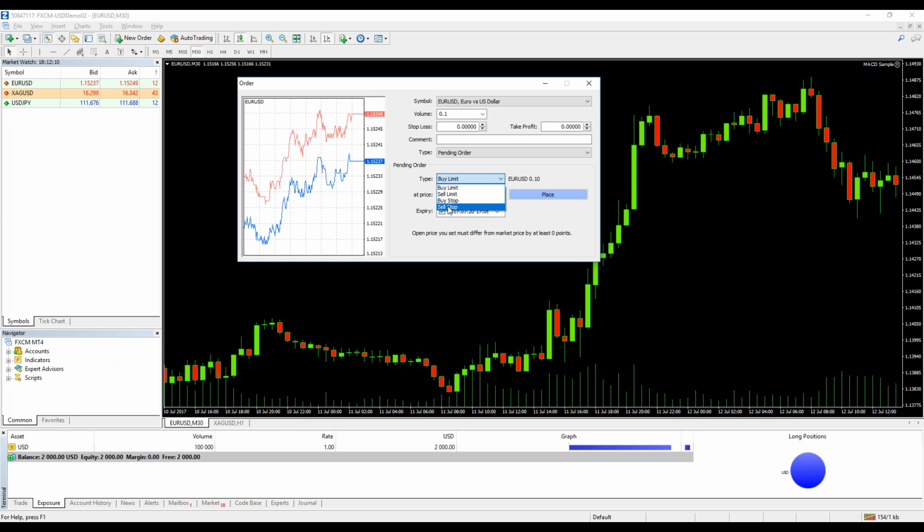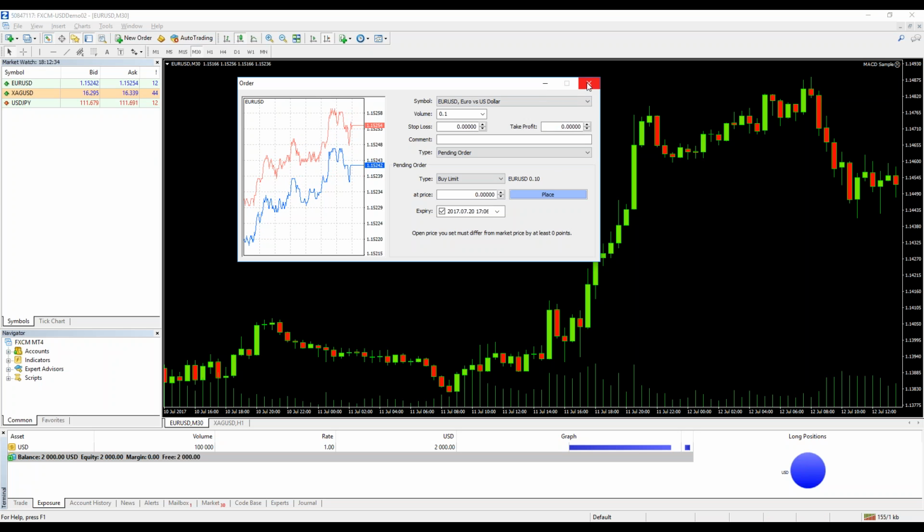So buy limit, you want to buy at a lower price than the current one. Sell limit, you want to sell at a higher price than the current one. Buy stop, you want to buy at a higher price than the current one. Sell stop, you want to sell at a lower price than the current one. Okay, so these are the ones that you select. Okay, and then you'll obviously place your trade, and then the pending order will be placed.